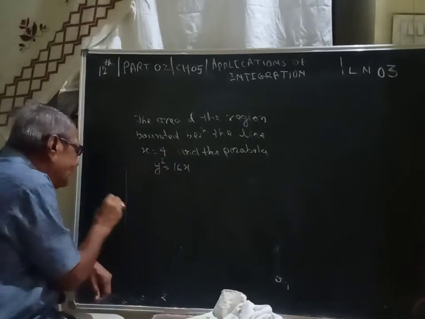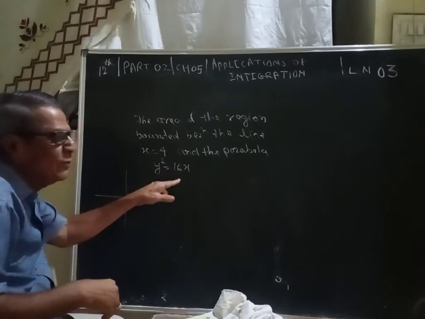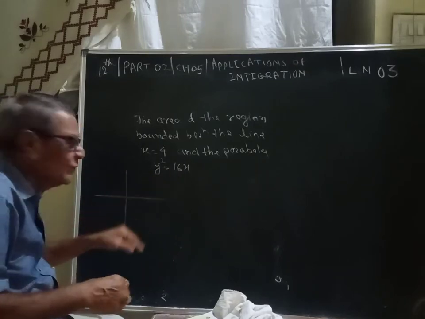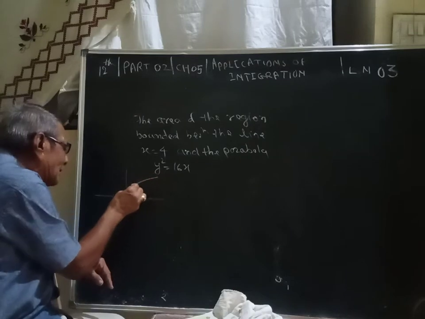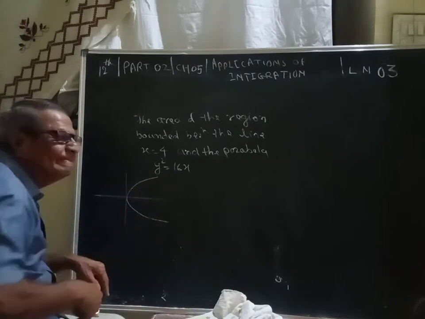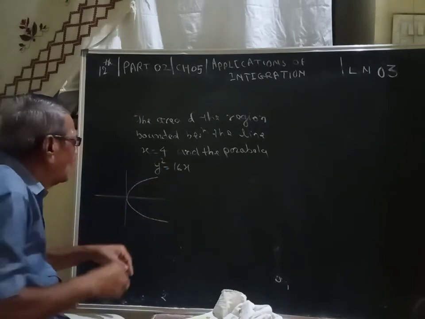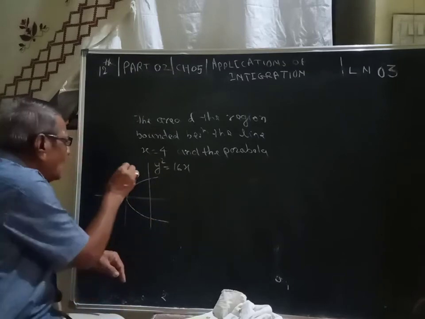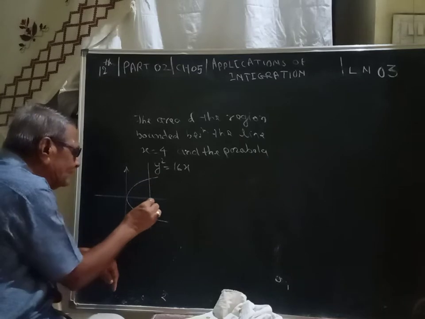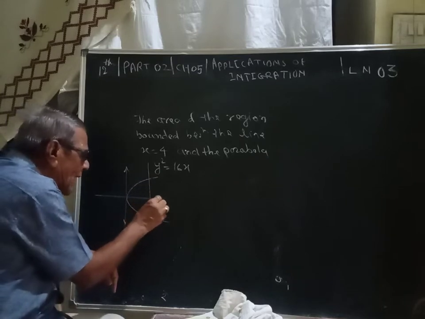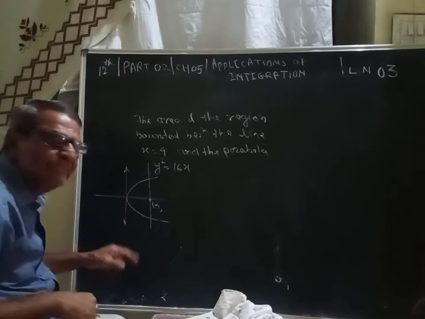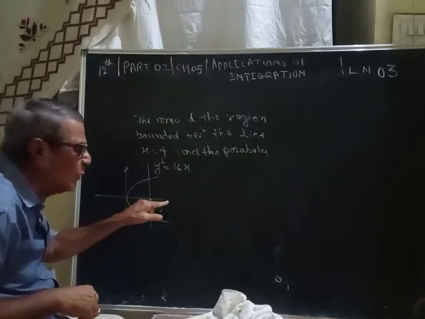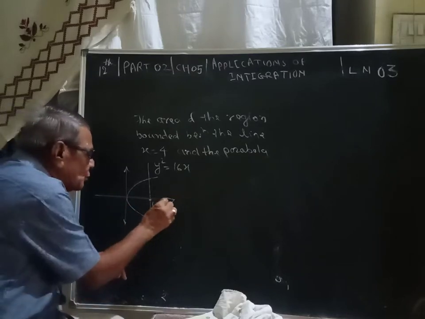आता लक्ष देऊ, y square when for one value of y x we get two values of y, so it is symmetrical about x axis. Now x is equal to 4 is the line which is parallel to the y axis. So this point has to be 4. And why? Because the point is on the x axis, it has to be (4, 0).